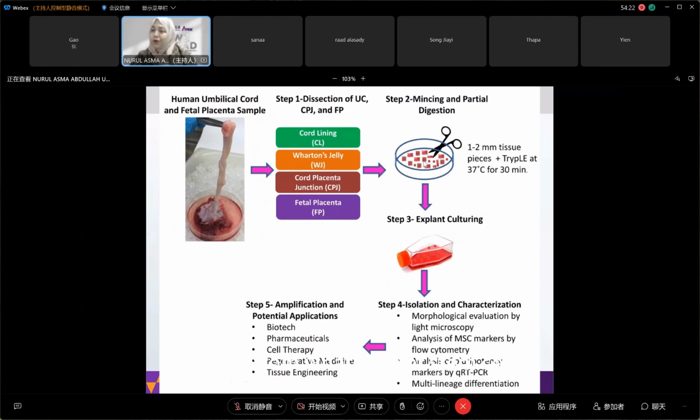Okay, so from one type of stem cells, you can test them to differentiate into various lineages, whether they can differentiate into bone, into cartilage, into fatty cells, for example. And then after all this has passed, you can use them for various potential applications, such as for biotech, pharmaceuticals, cell therapy, and also for regenerative medicine to regenerate some tissues.